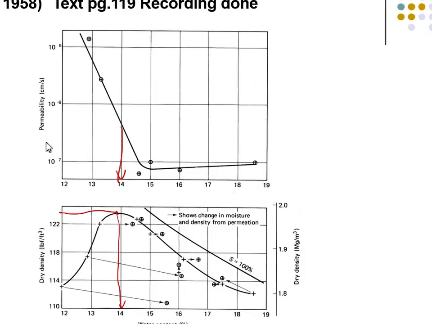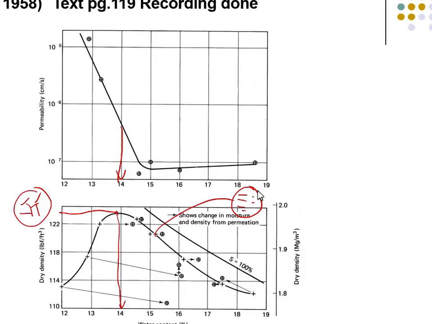So on this top graph, they're plotting soil permeability, and the horizontal axis is water content. The side where we have higher permeability is on the dry side of optimum. Soil structure is flocculated. So if I plot here the flocculated structure, it would look like this. And when we come to the wet side of optimum, permeability becomes 10 to the power minus 7, and the structure here is more dispersed.